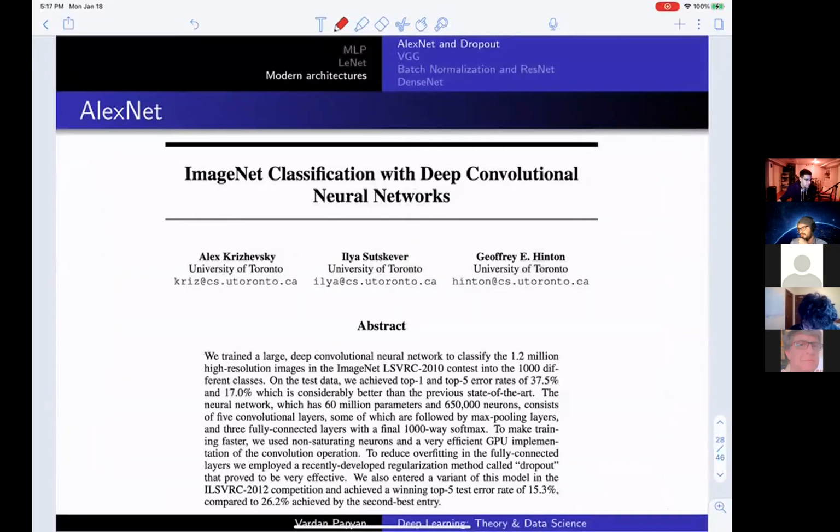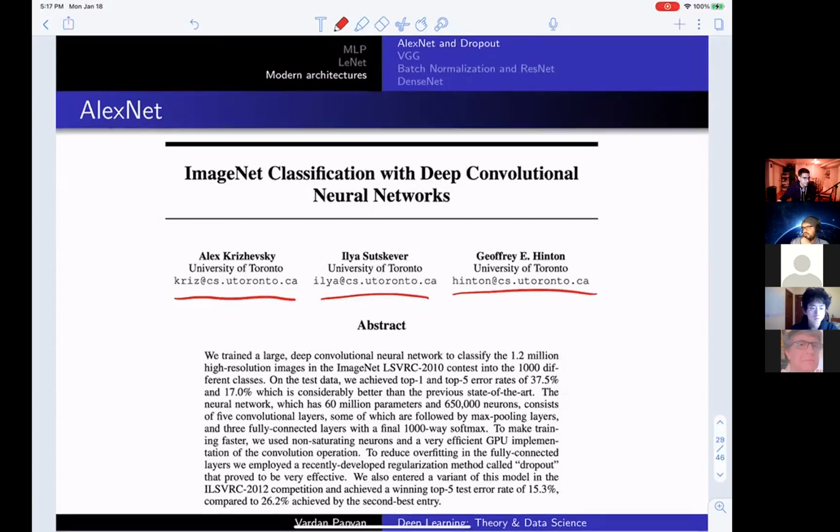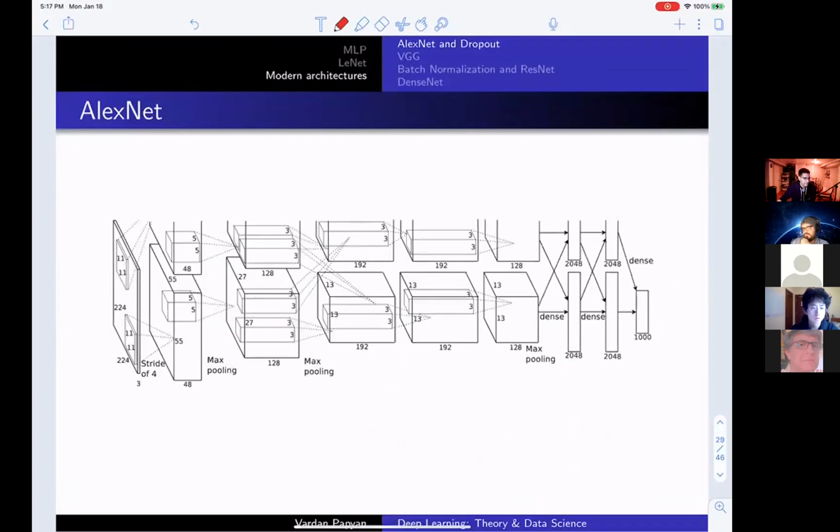Okay, so far we talked about a simple architecture, which is LeNet. And in 2012, PhD students from U of T and Professor Hinton wrote a paper about ImageNet classification with deep convolutional neural networks. Essentially what they did was use a network which is very similar in some sense to LeNet on the ambitious data set of ImageNet. You remember we've seen the ImageNet data set in the previous lecture, right?